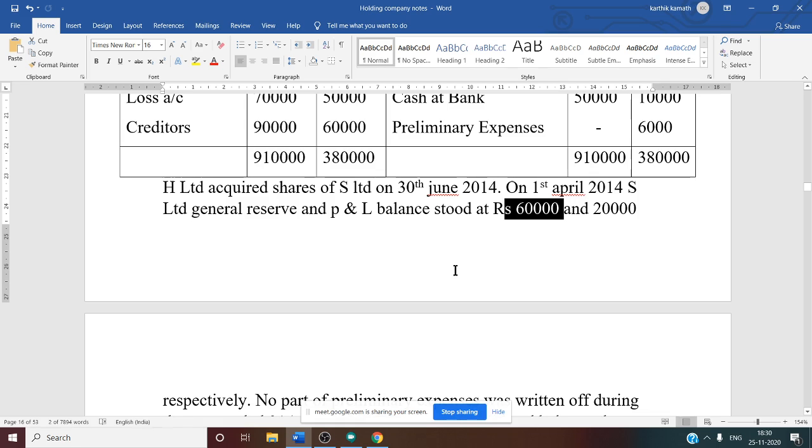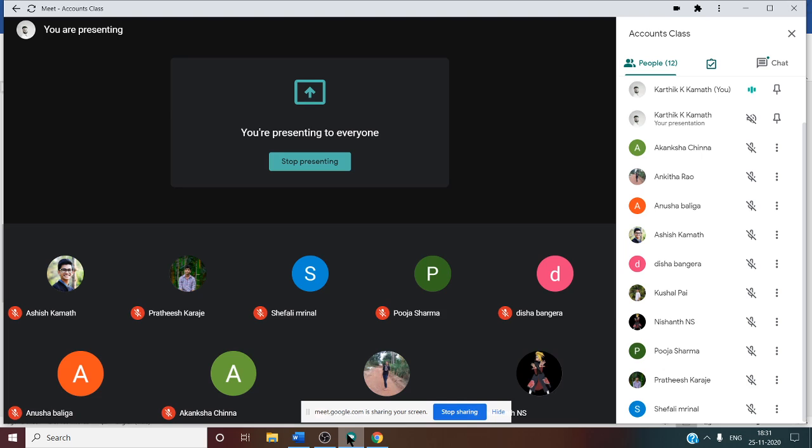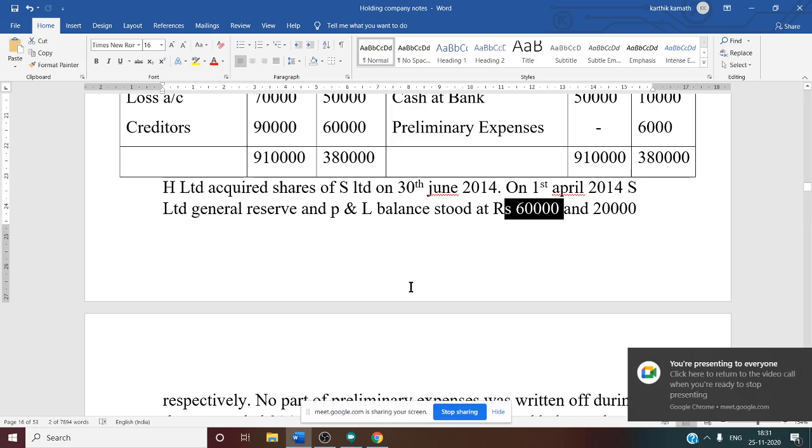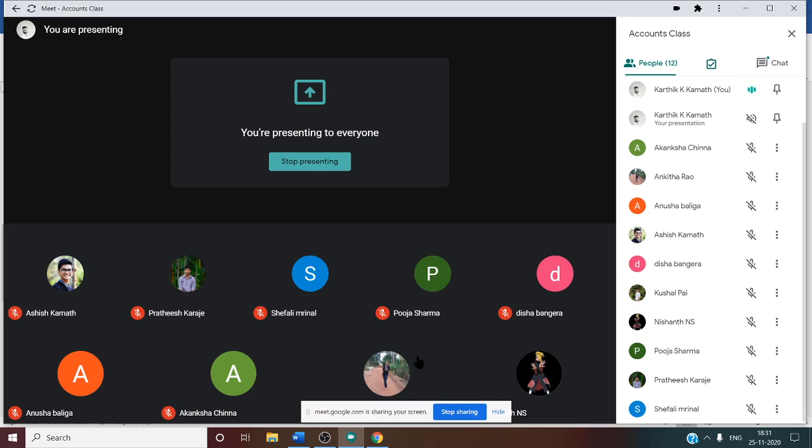So 20,000 is the beginning profit, but when did the acquisition occur? Acquisition occurred on 30th June. So there are 3 more months in the financial year, that is April, May and June. After 30th June, whatever profit is there, that is post-acquisition profit, and before 30th June, whatever profit is there, that is pre-acquisition profit. So that is why here we want to calculate 3 months' profit. How to find out 3 months' profit? That we can calculate with the help of current year's profit. That is why current year profit calculation is needed.